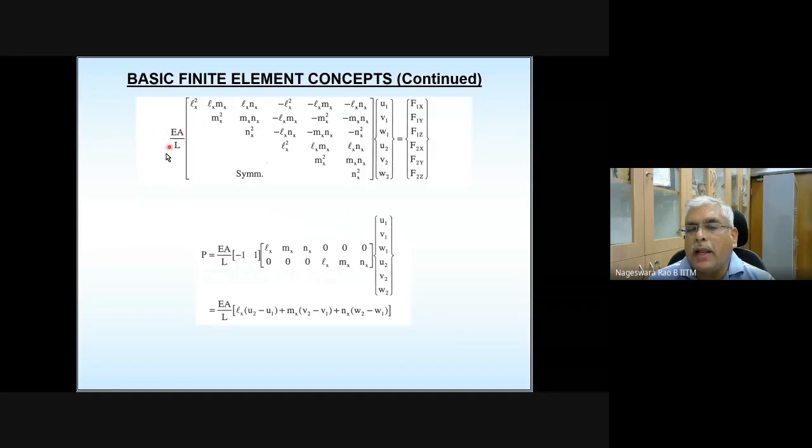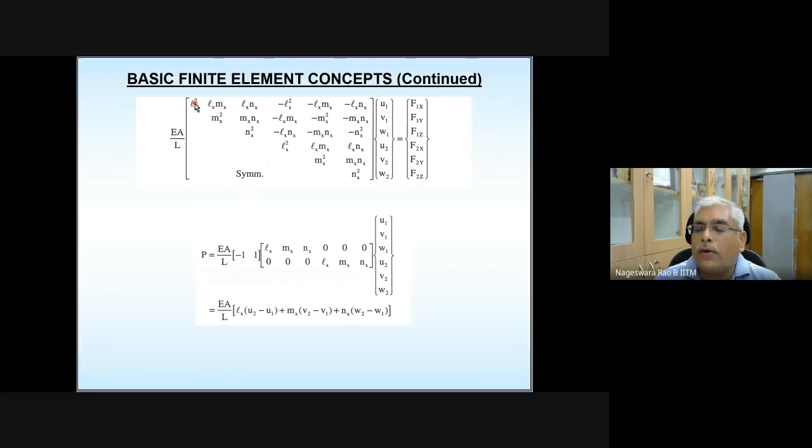Please note that EA over L is called the axial stiffness of the member, any bar element or truss element. And how do I remember this portion? Write in all the rows Lx, Mx, Nx, Lx, Mx, Nx, Lx, Mx, Nx. You write Lx, Mx, Nx in all the rows.